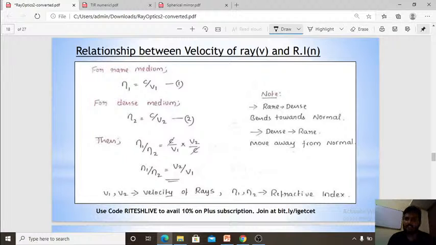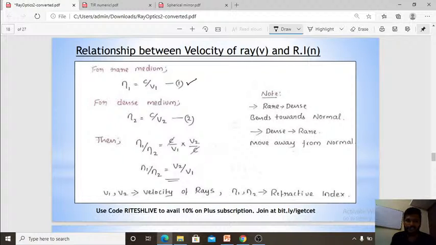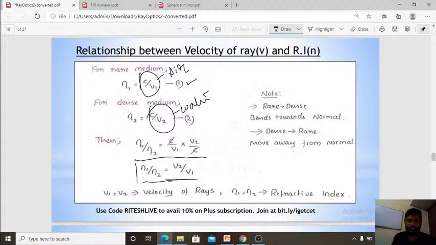Relationship between velocity of ray and the refractive index. How V and refractive index, eta, are related, for rarer medium and denser medium. For rarer medium, if you take this eta 1, we don't have any derivation. Eta 1, that is C over V1, anyhow you know. And for the denser medium, that is for water, and this is for air. Then relating, you will get a new equation, eta 1 over eta 2 is equal to V2 divided by V1. Eta 1 is nothing but the refractive index of air.